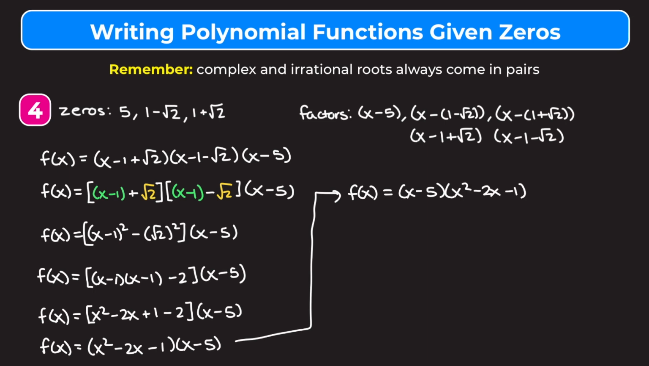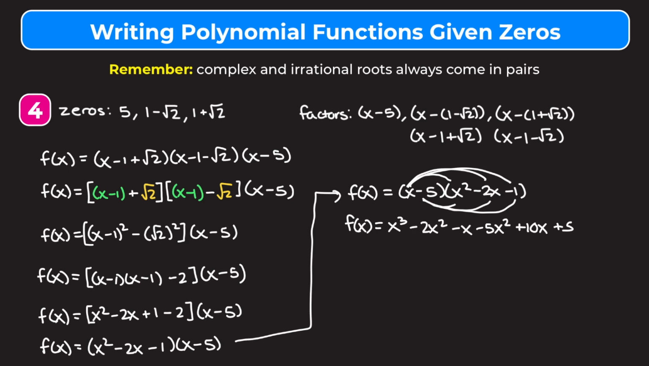I'm going to distribute this x into the second set of parentheses. So x times x squared gives me x cubed. X times negative 2x is negative 2x squared. X times negative 1 is negative x. Now we want to distribute the negative 5. Negative 5 times x squared is negative 5x squared. Negative 5 times negative 2x is positive 10x. And negative 5 times negative 1 is positive 5.